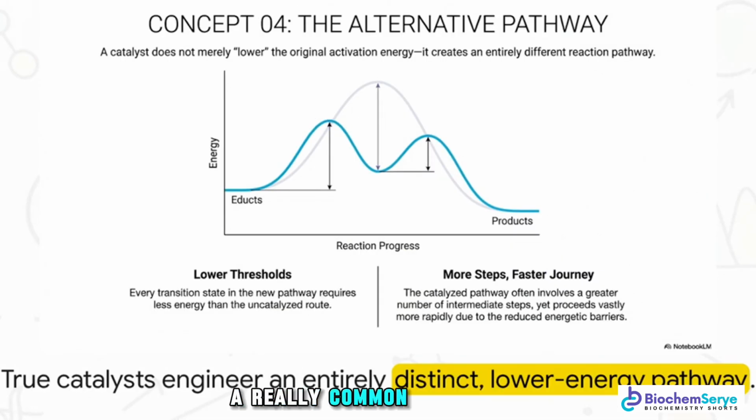Now, a really common conceptual misconception is that an enzyme just magically shrinks that massive energy mountain. But that's not it at all. A true catalyst doesn't just lower the existing mountain. It's more like a brilliant molecular architect that comes along and blasts a multi-step tunnel straight through the solid rock. It engineers an entirely distinct, lower energy chemical pathway. And yeah, it always kind of blows students' minds to learn that this new pathway might actually involve more intermediate chemical steps, but every single one of those energetic thresholds is so much lower, meaning the entire journey proceeds at a vastly more rapid kinetic pace.